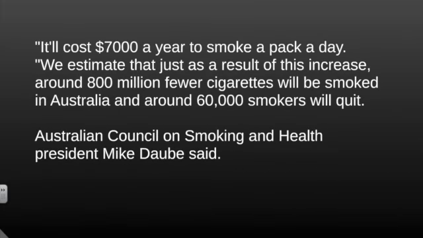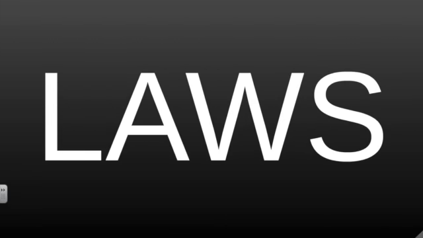This is a quote that came off one of the newspapers just recently. It will cost $7,000 a year to smoke a pack of cigarettes every day. We estimate that just as a result of this tax increase alone, around 800 million fewer cigarettes will be smoked in Australia each year, and around 60,000 people will quit smoking. That quote comes from the Australian Council on Smoking. As you can see, from a simple price rise in the pack of cigarettes, a number of people will give up smoking. So that's a government tax that's been put on each packet of cigarettes.